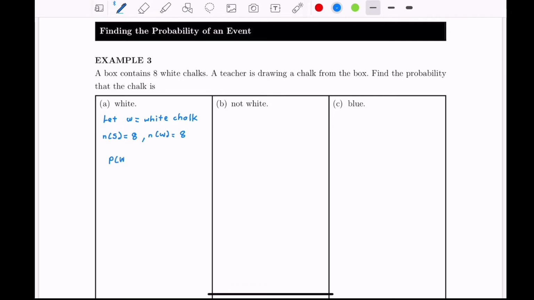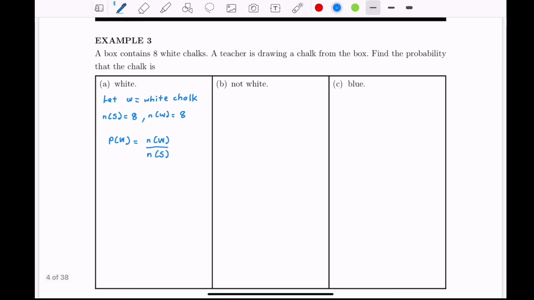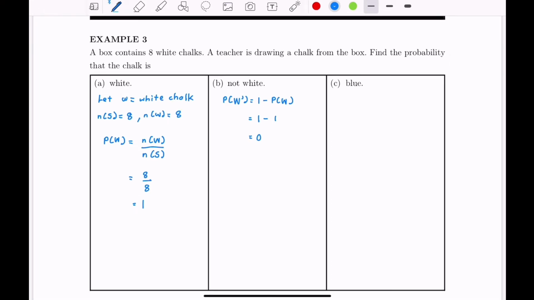So the probability of getting white chalk when we draw a chalk from the box is the number of white chalks divided by the number of all chalks in the box. So the answer is 8 over 8, which equals 1. When we get probability equal to 1, it means we're definitely going to get a white chalk when we draw from the box. Okay, not white. So not white, meaning we have to find the probability of W prime. It also means 1 minus the probability of W. So 1 minus 1, which is 0. It is impossible not to get a white chalk.